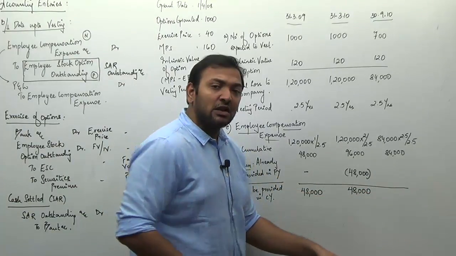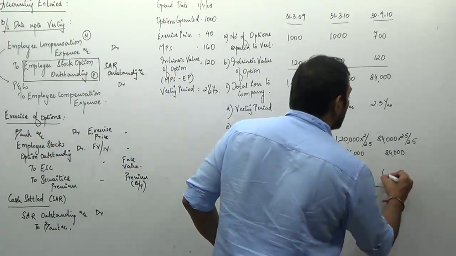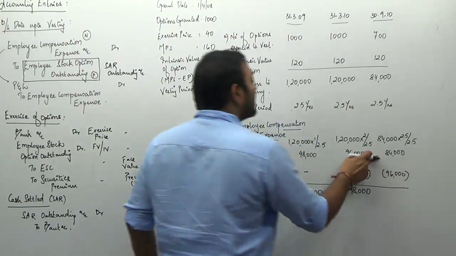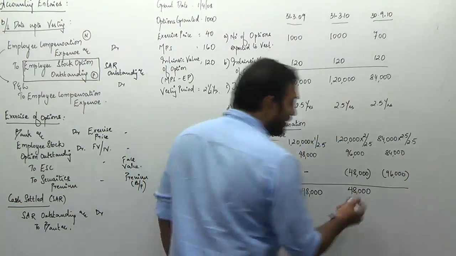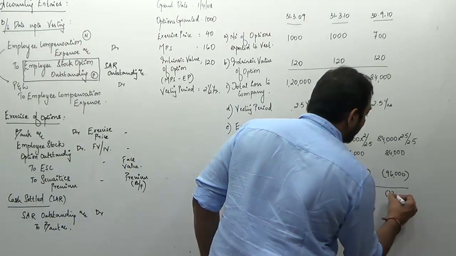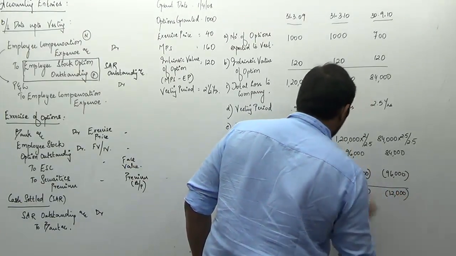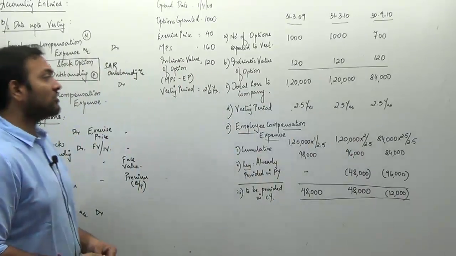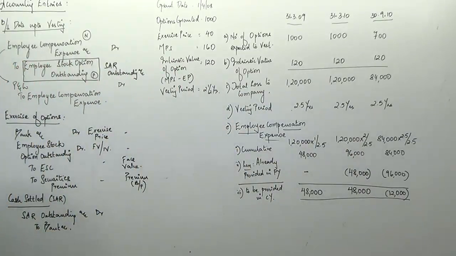What is the total provision? 96,000. 96 already provided in the previous year. How much do you need? Only 84. That means I have a negative 12,000 rupees here. That means the provision was excess. So we'll write back the provision to the extent of those 12,000 on the date of vesting.